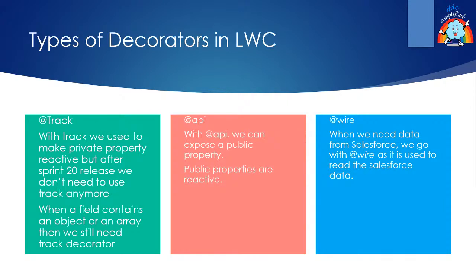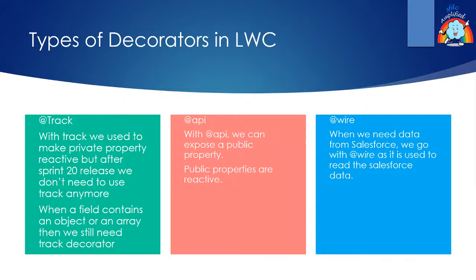Earlier it was happening when we were using the track decorator with the private property, but now we don't need to do that. But we have to remember that when a field contains an object or an array, then we still need to use the track decorator. Later we will see it with the help of an example. With API, we can expose a public property. Public properties are always reactive.